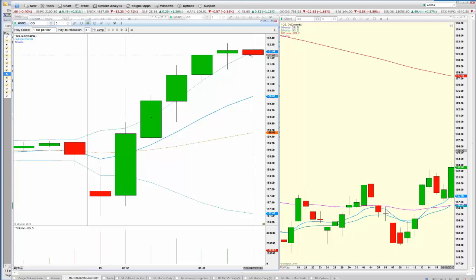And that's a good amount of profit right there. The entry around 157 and change. This would be an exit around just below 161 and change.